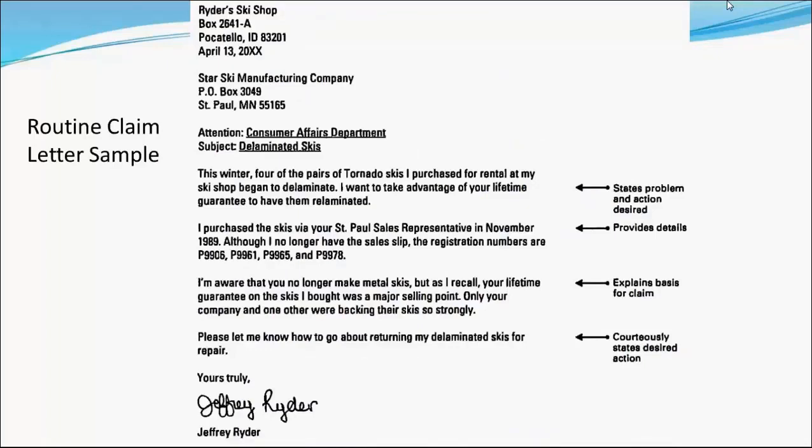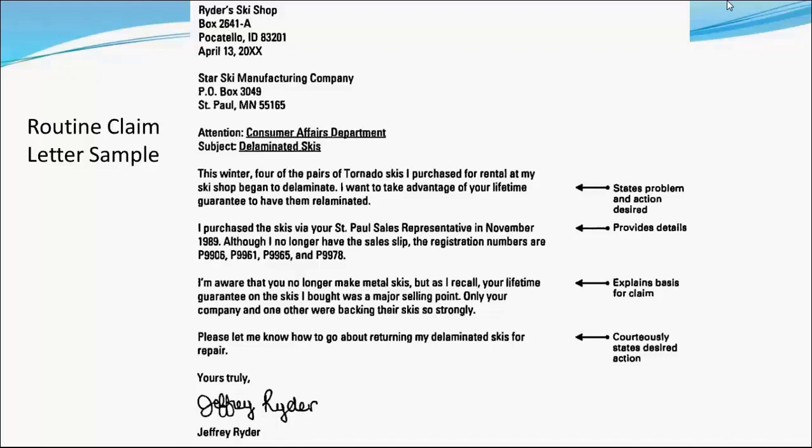And let's see. So this one for routine claim letter. Okay. So this one for routine claim letter sample. And you have the address of the company. This is considered the letterhead. They don't have a logo, doesn't matter. And they have the date here. And the inside address, you have attention here. Attention and subject, so it has the detailed, okay?